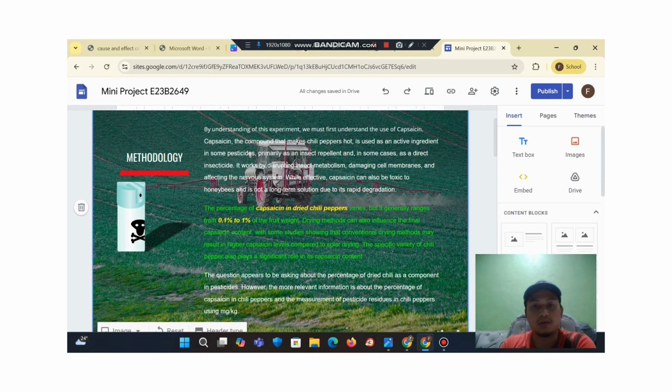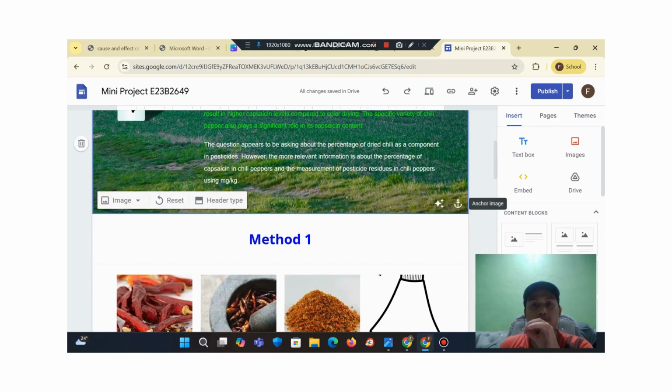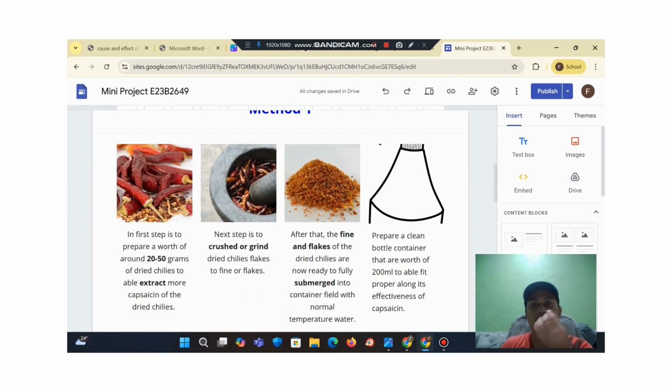Conventional drying methods may result in higher capsaicin levels compared to solar drying, like we have seen today, where mostly they put it in the sun to dry. It's not a big difference, but it has a significant effect on making the capsaicin percentage high.